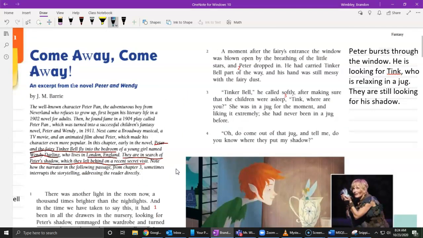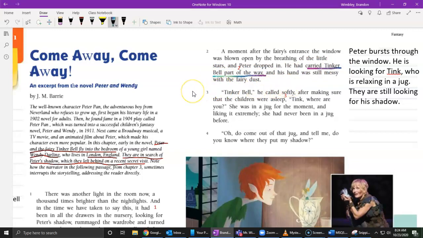A moment after the fairy's entrance, the window was blown open by the breathing of the little stars. Peter dropped in. He had carried Tinkerbell part of the way. His hand was still messy with the fairy dust. So this part right here tells me maybe he's kind and caring, because it says he's helping to carry. He carried Tinkerbell part of the way.